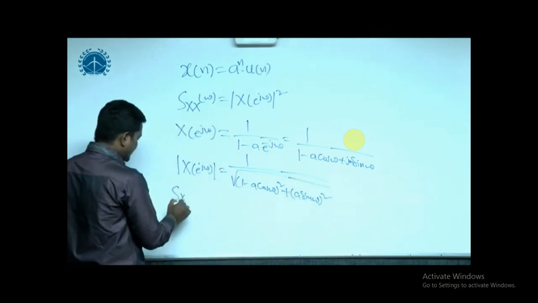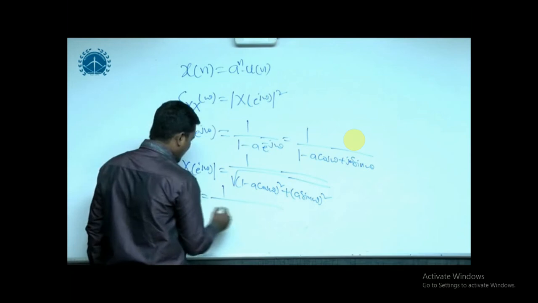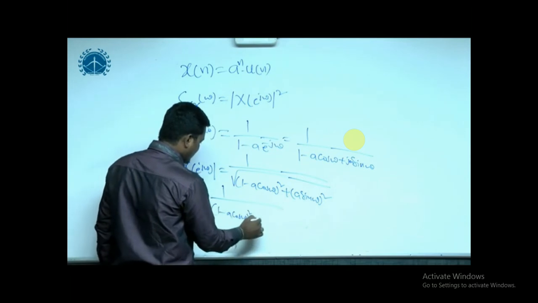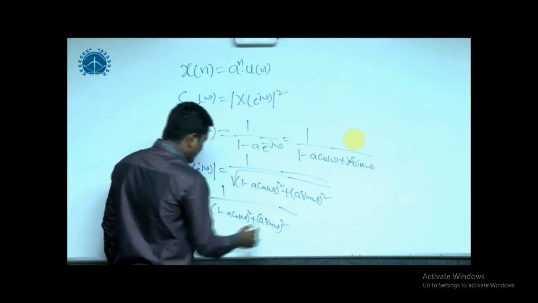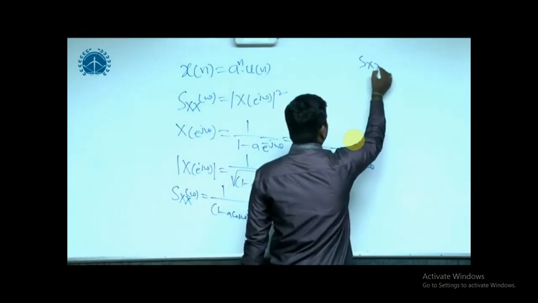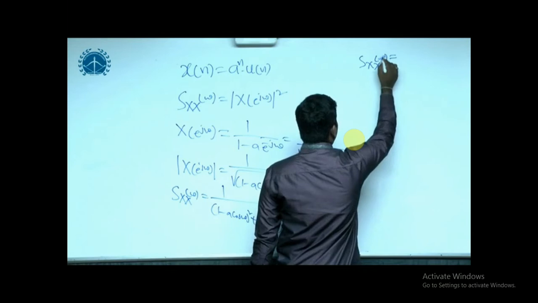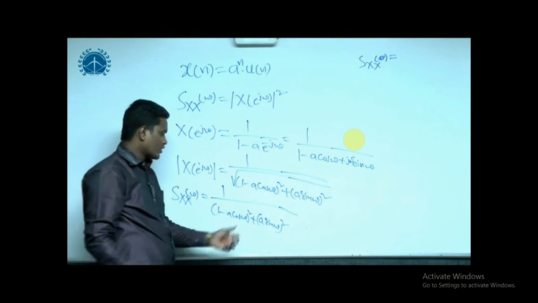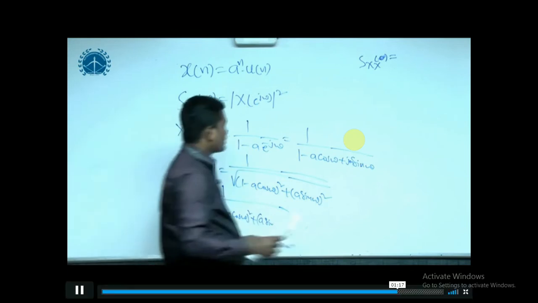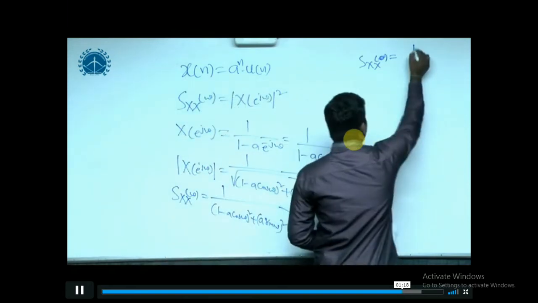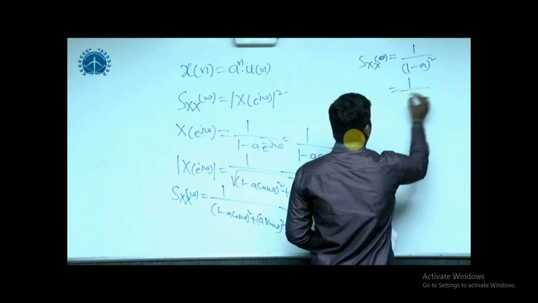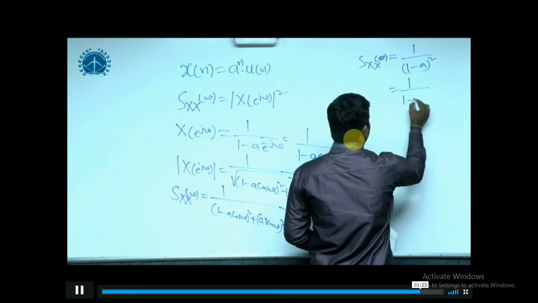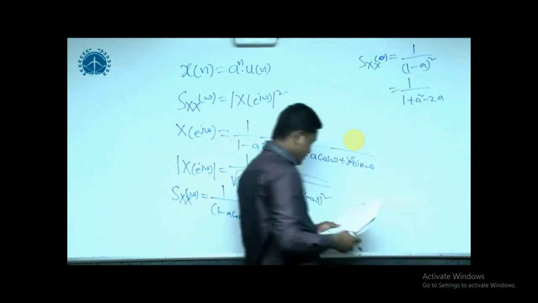So now Sxx of omega equals the whole square of this: 1 by (1 minus a cos omega) whole square plus (a sin omega) whole square. So if we expand this, or substitute directly omega equals 0: cos 0 is 1, sin 0 is 0, 0 into something is 0. Now it becomes 1 by (1 minus a) whole square, that is equals 1 by 1 plus a square minus 2a. So B is the right answer.